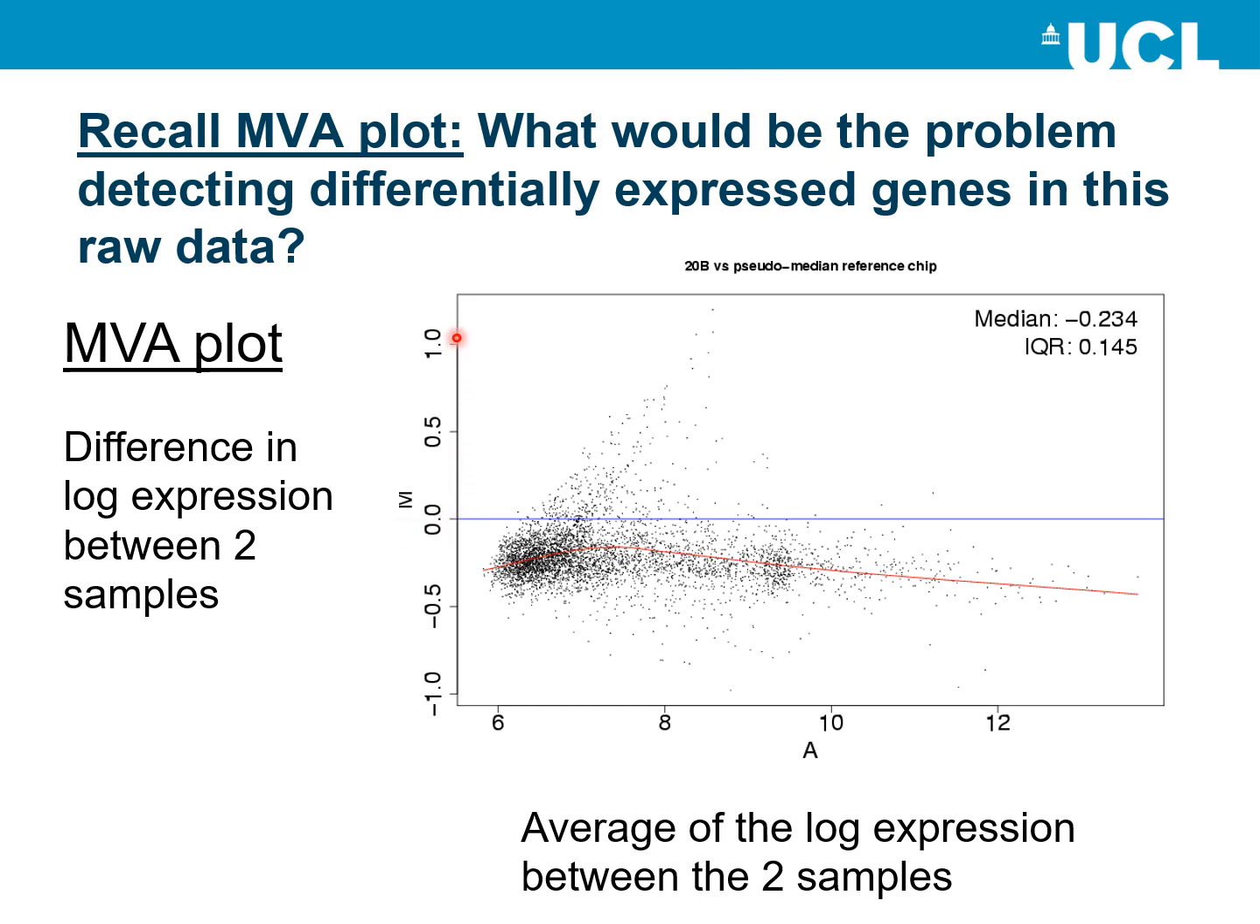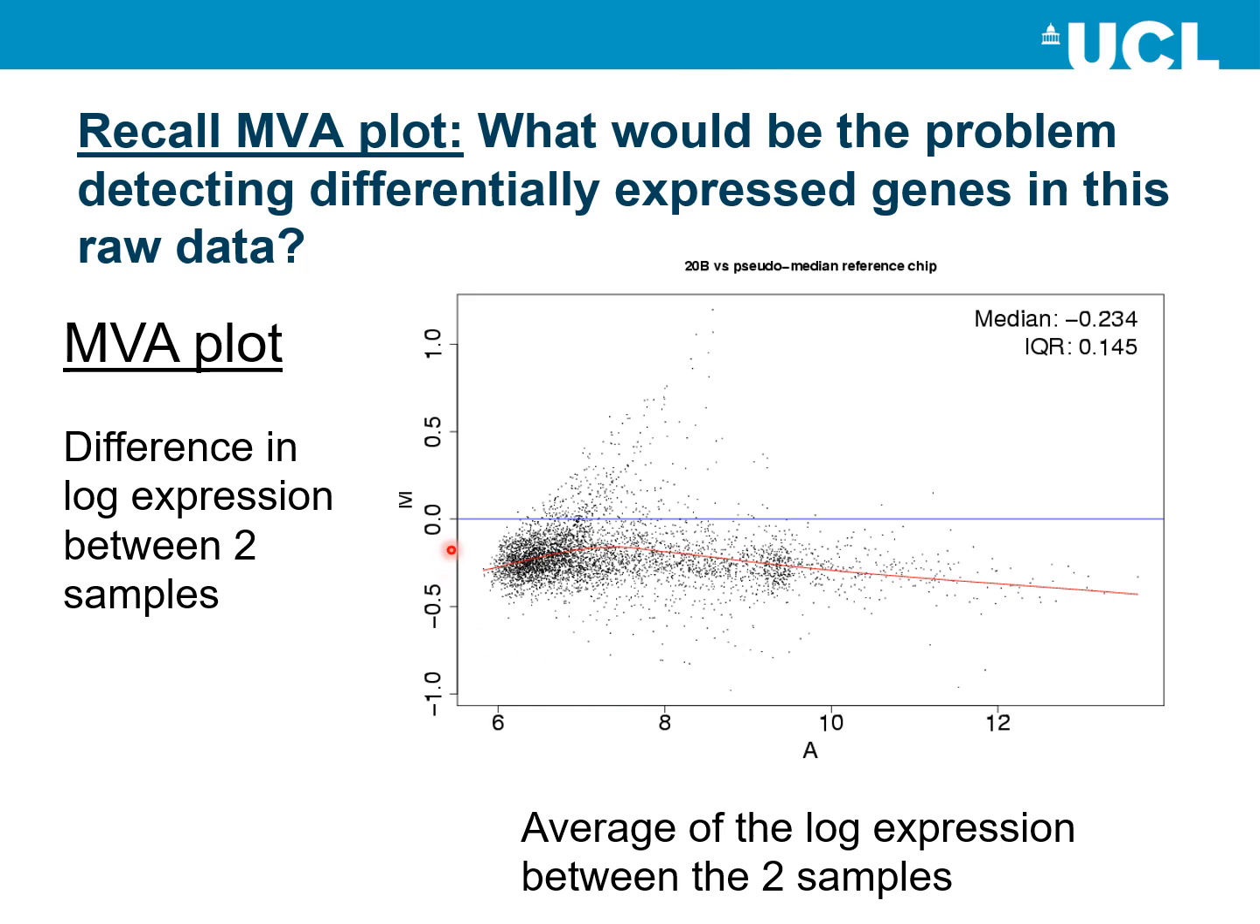So a value of +1, because it's a log scale, would be a twofold upregulation of that gene going from one sample to another, and -1 would be a twofold downregulation of that gene. The A is the average, so it's the average expression of that gene between the two samples. So each point represents one gene. This is the change of the gene, say going from one sample to another, and this is the average log expression for that gene.